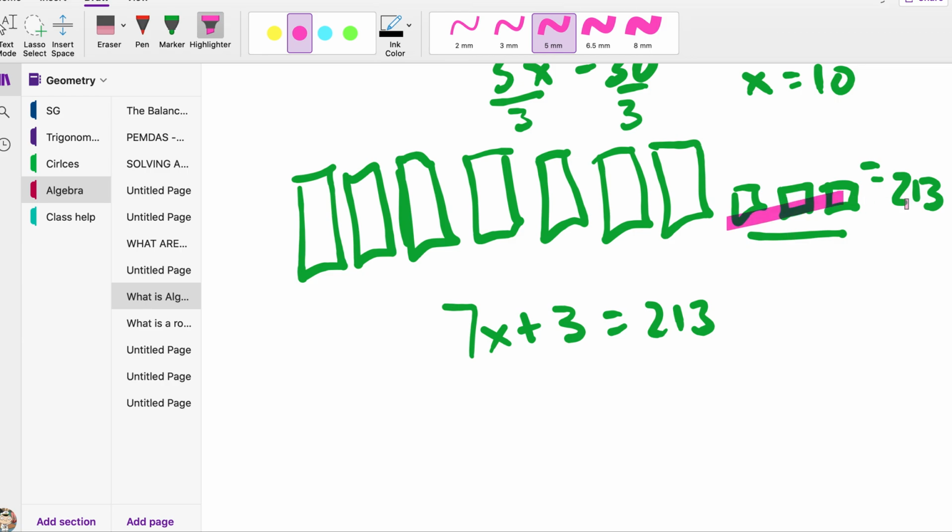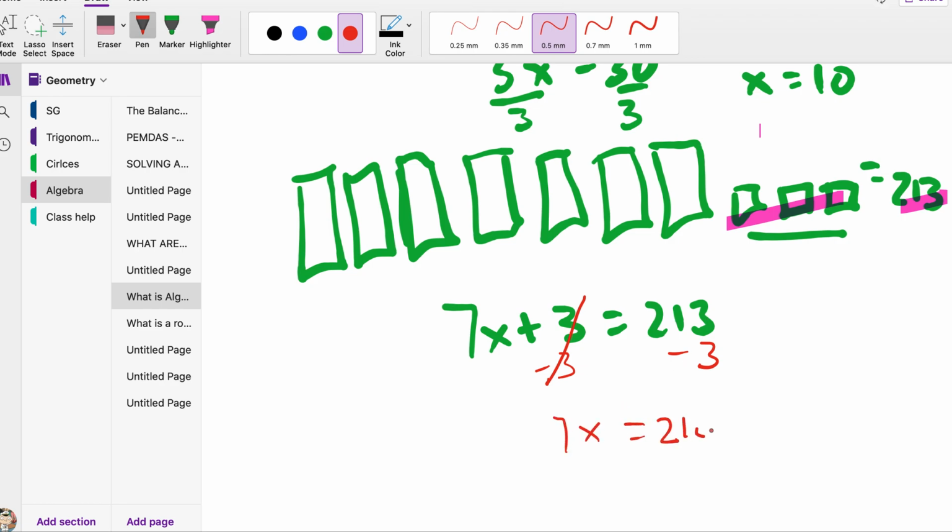So if I take away the 3 here, I have to take away 3 from my total. So that's where we would say we subtract 3 on both sides, keeping it balanced. So 7 rows of something makes 210. We divide that by 7, we get 30. So rows of 30. 7 rows of 30 plus 3 left over will give us 213.